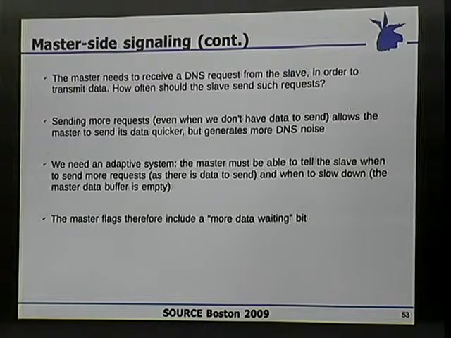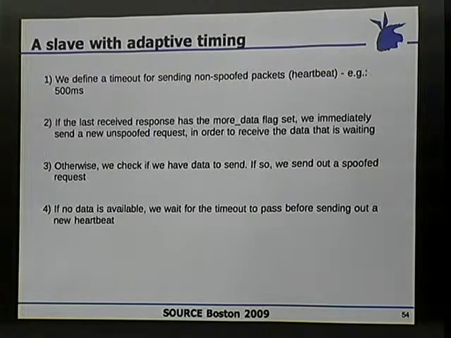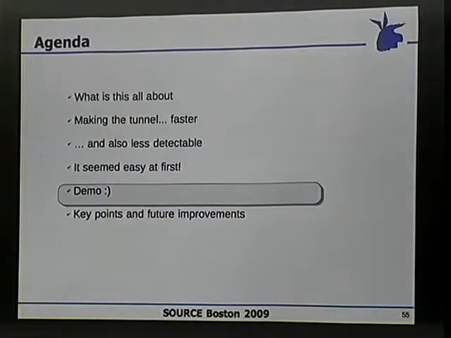If there's more data waiting, we flip a flag and tell the slave, okay, please send another request now. And this is basically how it looks like. We call it a heartbeat. The slave, by default, would send a request, an unspoofed request, of course, every 500 milliseconds. If the response he received last has the more data flag set, he would immediately send another request and get more data from the master. If that flag is not set, he would just wait another 500 milliseconds and then send a request, which is adaptive timing. We make our tunnel very dynamic, and we can control the amount of requests basically sent.